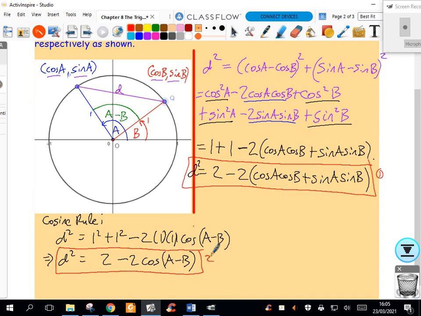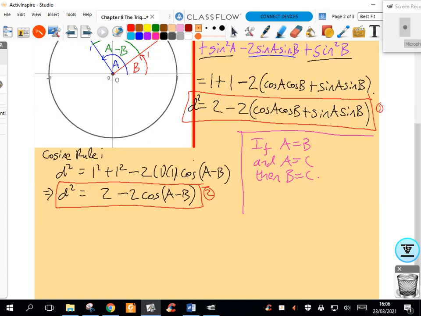There's equation 2. So we have equation 1 saying that d squared is equal to this, and equation 2 saying that d squared is equal to this. And we are going to use something called the transitive property of equations, which says if a is equal to b and a is equal to c, then b must be equal to c. So if d squared is equal to this right hand side and d squared is equal to this right hand side, then those two right hand sides must be equal. So we're just going to equate equations 1 and 2.